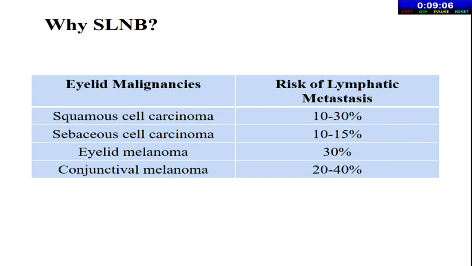So why sentinel lymph node biopsy in these patients? We know that except basal cell carcinoma, most of the other lid malignancies have regional lymphatic spread. We see it in squamous cell carcinoma around 10 to 30%, in sebaceous cell carcinoma around 10 to 15%, eyelid melanomas 30%, and the highest we see in conjunctival melanoma, which is around 20 to 40%.